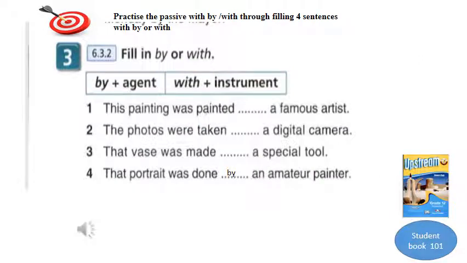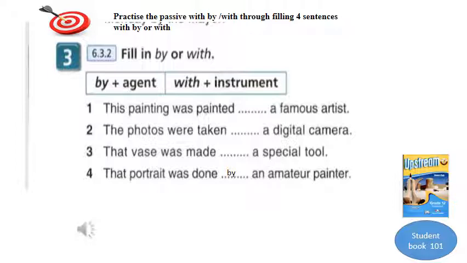The second objective, practice the passive with by, with, through filling 4 sentences with by or with. Okay, first of all, you have to know that by plus agent, and the agent is the person or the one who does the action. Okay, with is always for instrument or tools or something like this. Take your time, pause the video and try to answer. After that we are going to check together.